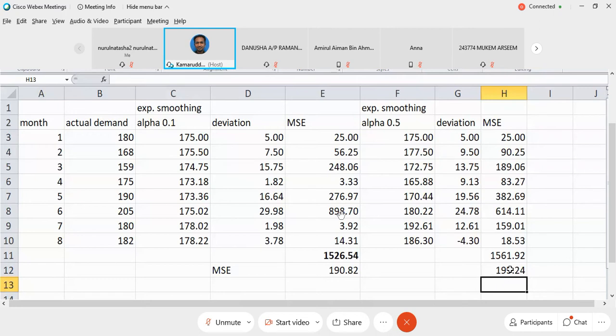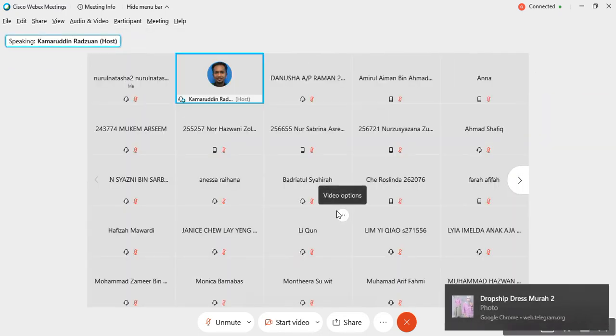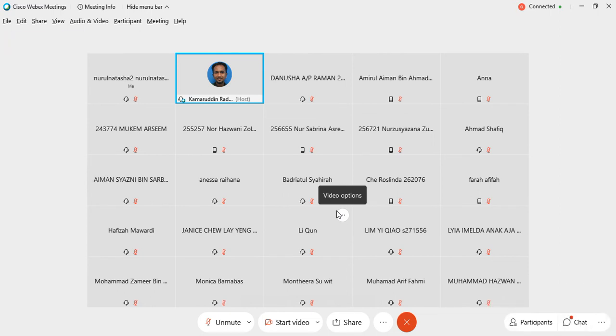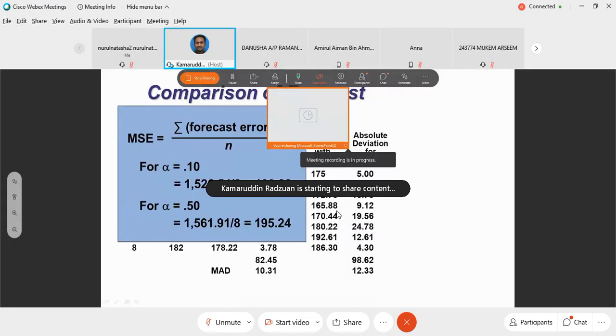Is it clear, Danusha? Yes, sir. Clear. Okay. Thank you. Can we proceed to the next technique for measuring the error in forecasting? So we leave the Excel file, back to the slide. Where is the slide? Yeah. Okay.